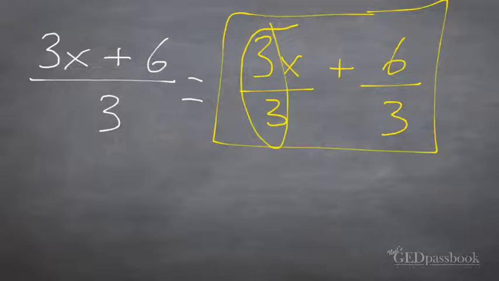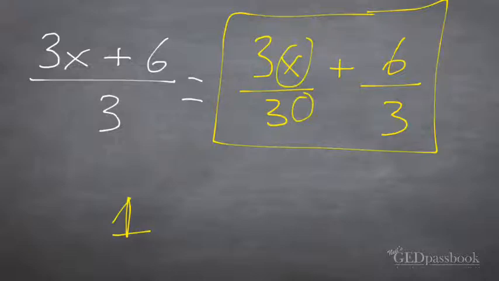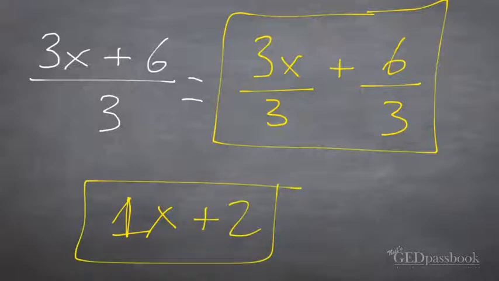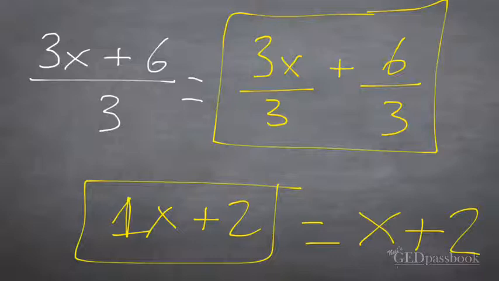You want to ask yourself, what is 3 divided by 3? 1, right? What is x divided by no x? Well, it's just like the multiplication one. You just drag it over. It's just nothing. It just gets flopped down. Then ask yourself, what's 6 divided by 3? Oh, look at that. My answer is right there. 1x plus 2, aka x plus 2, because you don't need the 1, right? Same thing. So that's pretty straightforward, right?